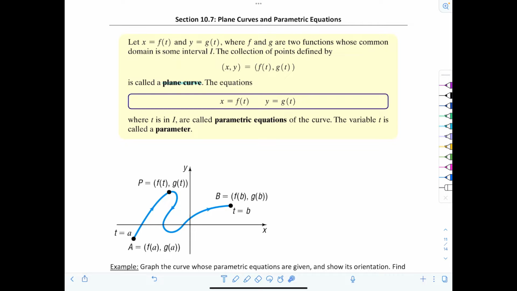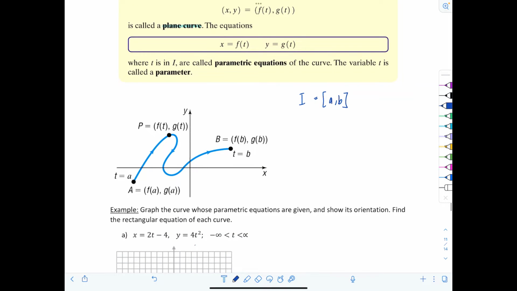Notice we're in two space xy coordinate system, okay? And t varies from a all the way to b. So that's where we say t is in this interval I. So for this particular example right here, we'll say the interval I is from a to b. Notice a and b are not plotted in the xy plane. No. T starts at a.